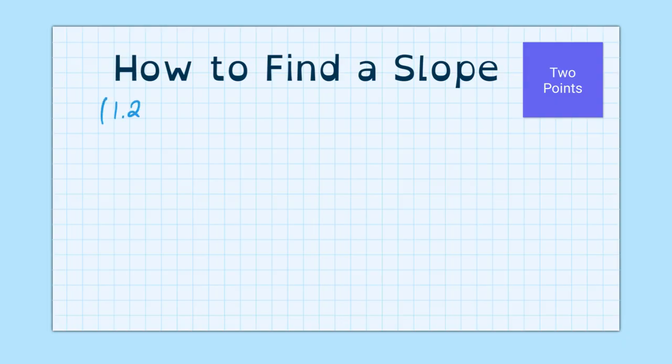(1, 2) and (5, 6). Okay, so we have these 2 points and they're asking you to find the slope.